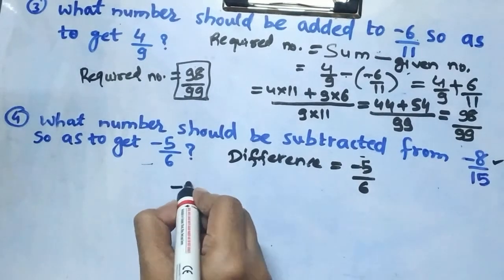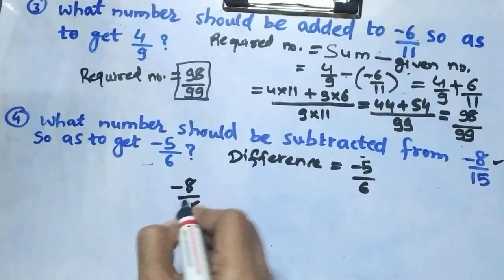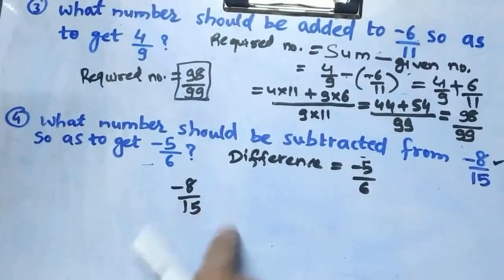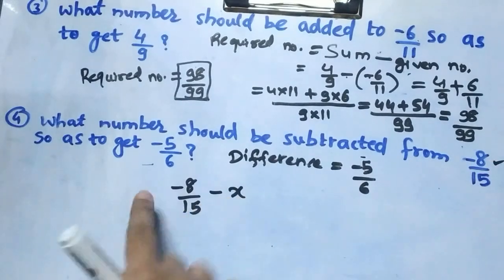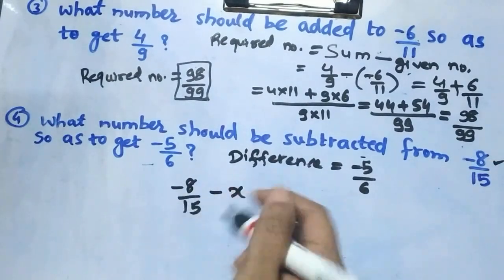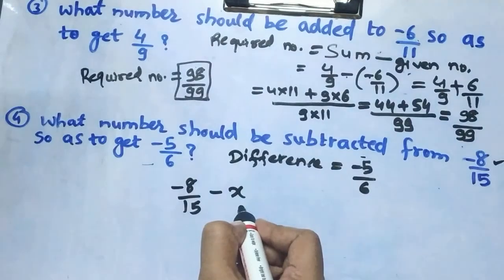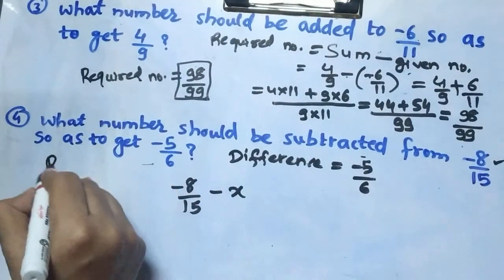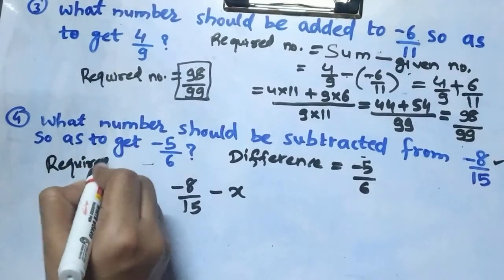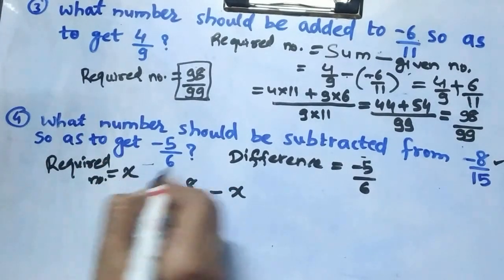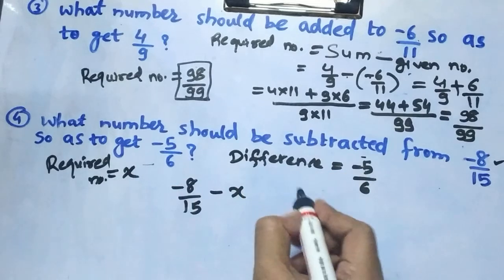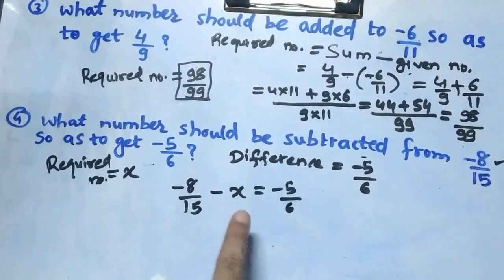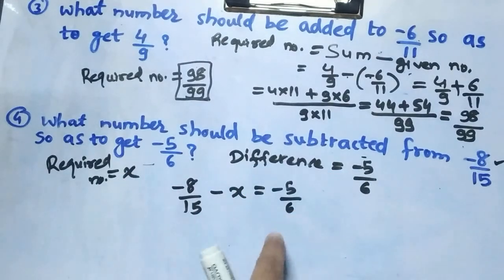So friend, you have to subtract something from this number. What number should be subtracted from minus 8 by 15 means you need to subtract some number from minus 8 by 15. Suppose that the required number is x. Here we have considered x as the required number. You need to subtract this so that you will get minus 5 by 6. Now just simplify this equation.